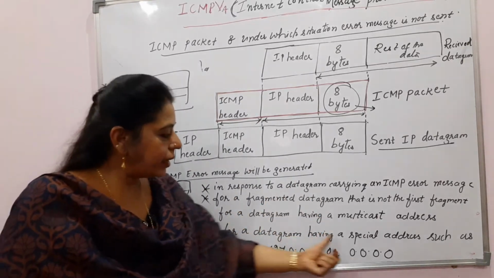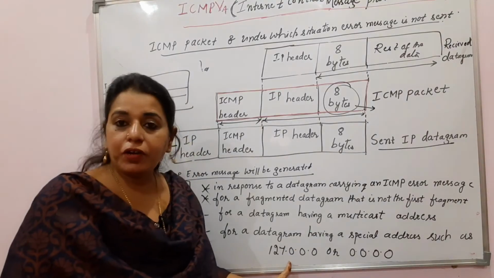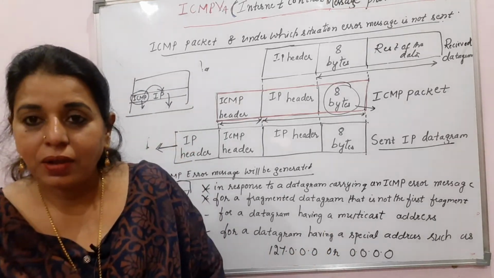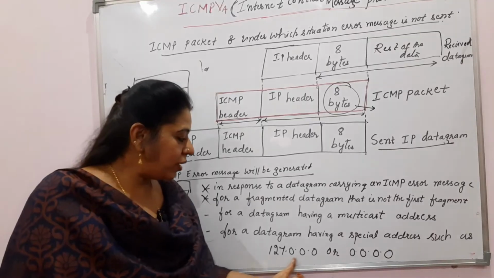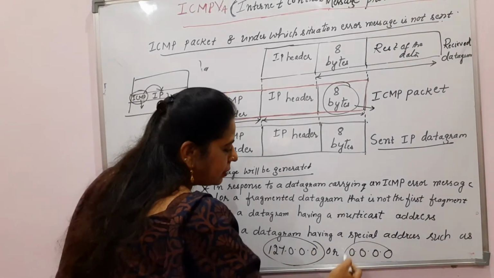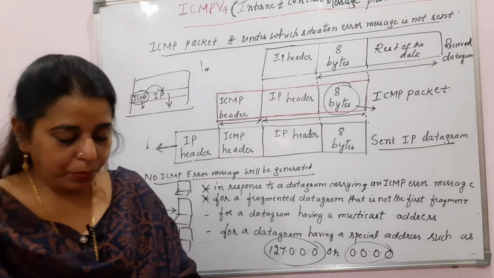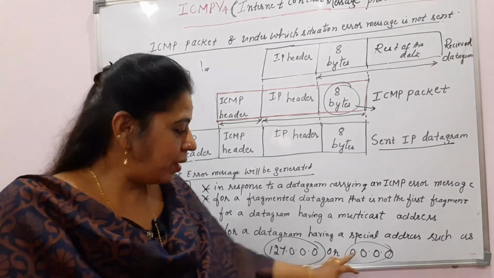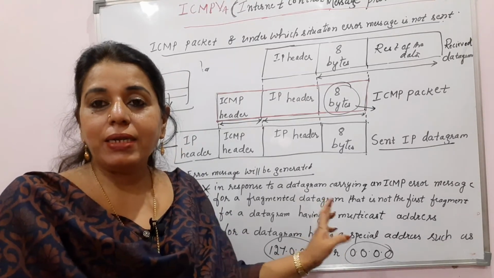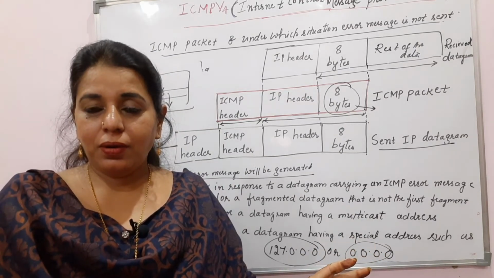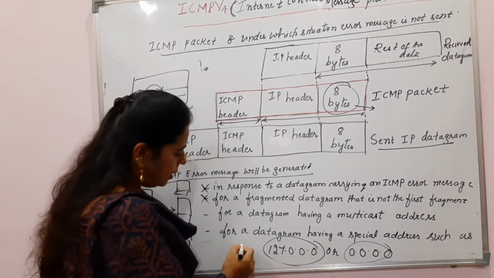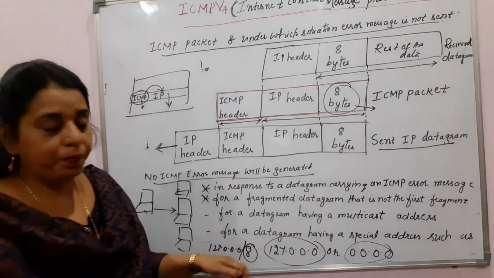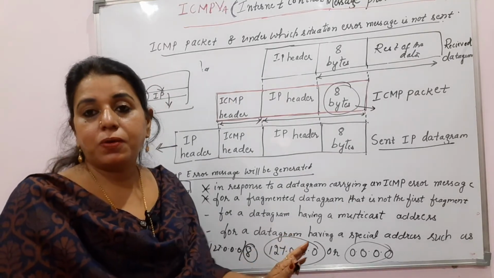Fourth is for a datagram having a special address such as 127.0.0.0 or 0.0.0.0. ICMP error messages are not generated for these special addresses. I hope you remember my video lecture on special addresses. These two are the special addresses. 127.0.0.0, if you remember, the block is /8, the prefix value was 8 here. So for this kind of address also there is no ICMP error.